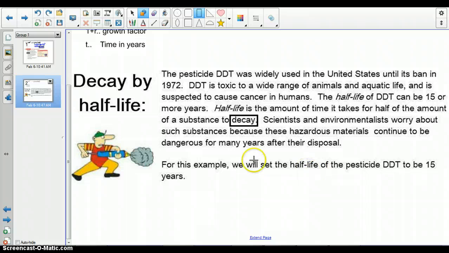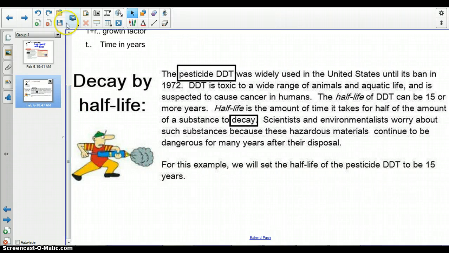So let's first examine the question, to see exactly what it's asking. Pesticide DDT: a pesticide, if you're not familiar with that term, is a chemical substance that's sprayed to kill things, to kill animals, bugs, bacteria. This was sprayed all around the United States until it was banned in 1972, because it's toxic to animals and aquatic life, like fish, and it's expected to cause cancer in humans. So it makes humans very sick with cancer. So it was banned.